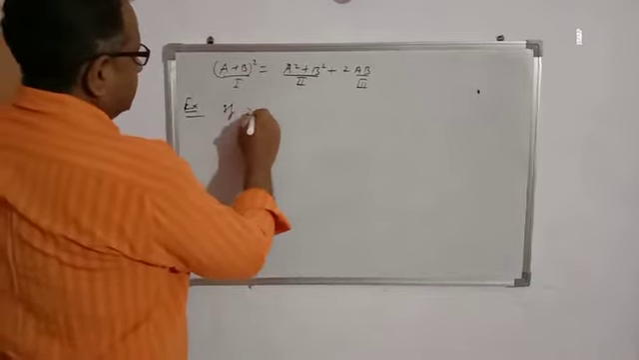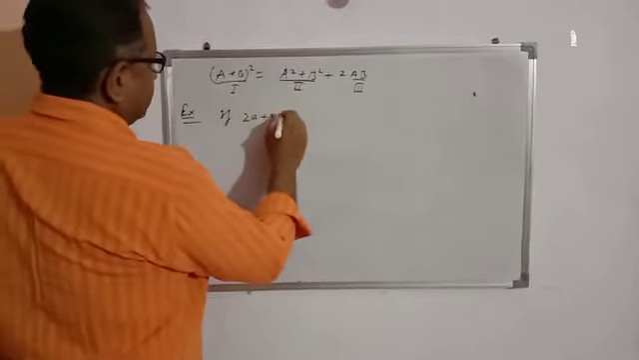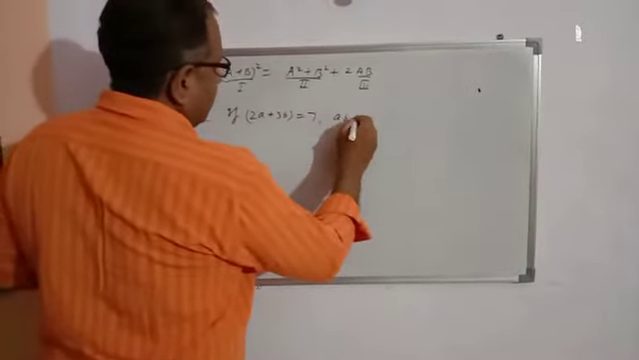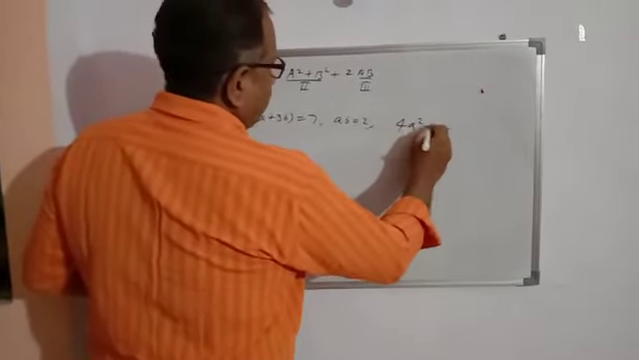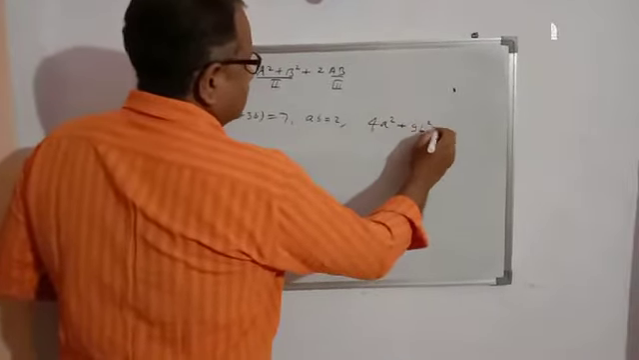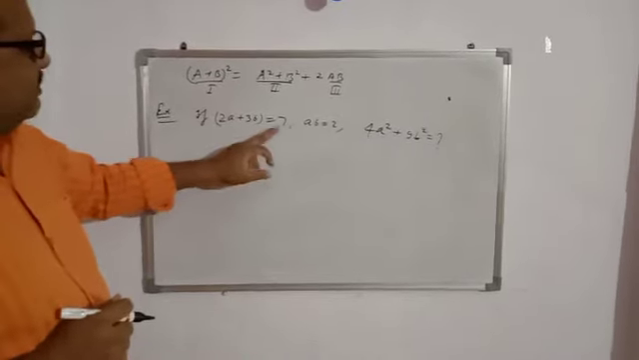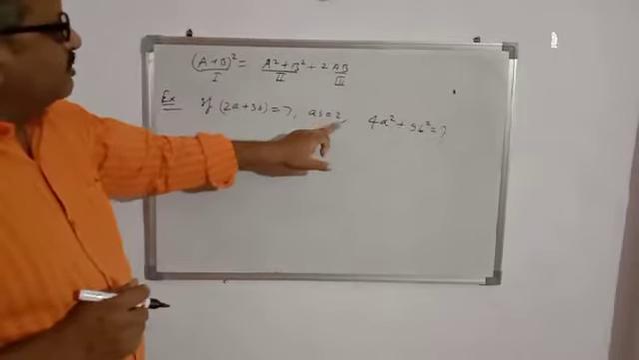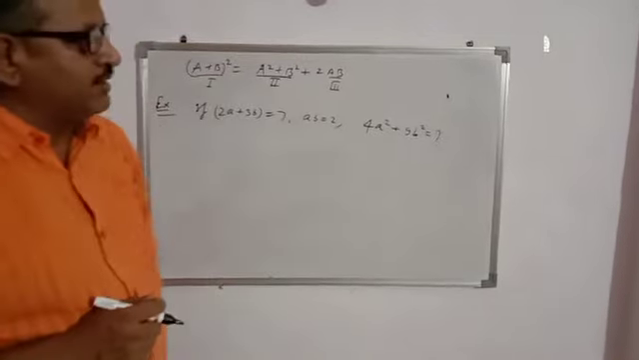If 2a plus 3b is equal to 7, ab is equal to 2, we have to find 4a square plus 9b square. 2a plus 3b is given, meaning a plus b is given, and ab is given too. We have to find this middle one, a square plus b square, 4a square plus 9b square.